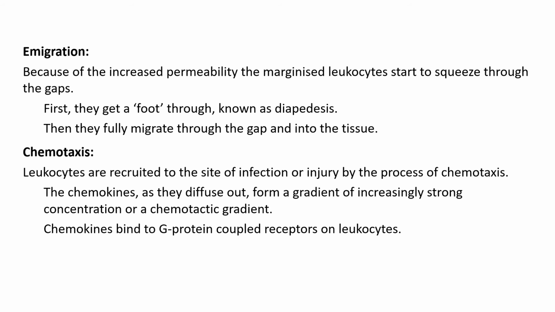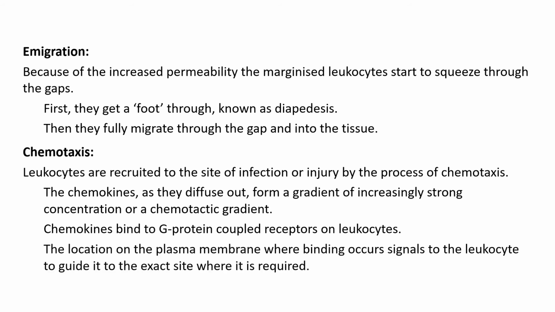So you can see how these chemokines diffusing out leave a paper trail for our leukocytes to follow into the target. So the location on the plasma membrane of our leukocyte, where the binding occurs, signals to the leukocyte to guide it to the exact site where it is required.